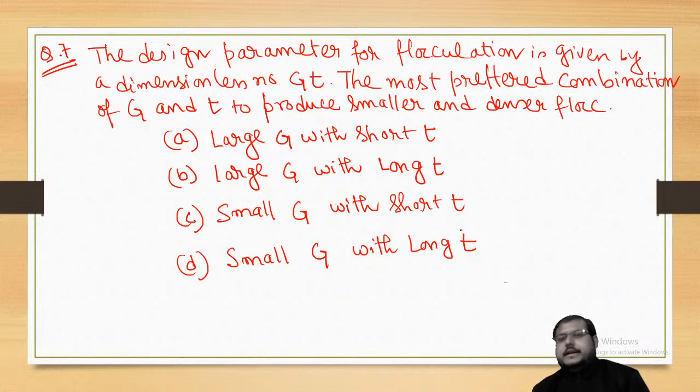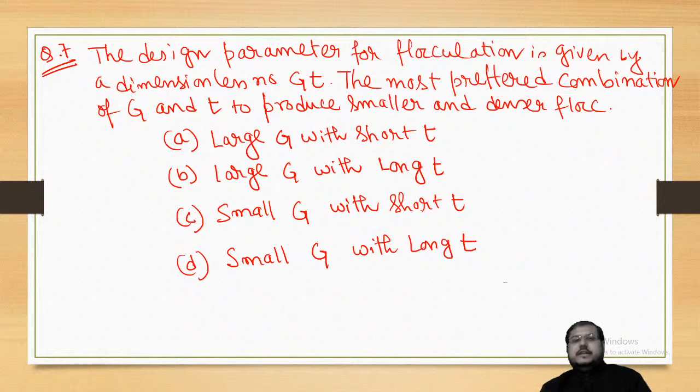For smaller and denser flock, meaning higher number density and smaller size flock, you can produce a smaller size flock only when you go for a shorter T. Detention time will be less, so a lesser size of flock will be there.